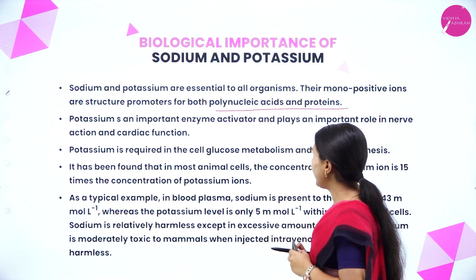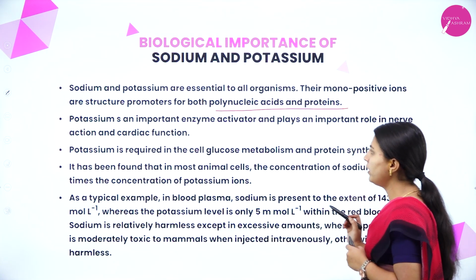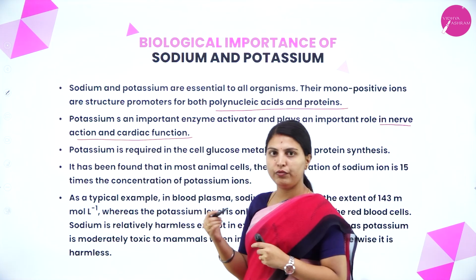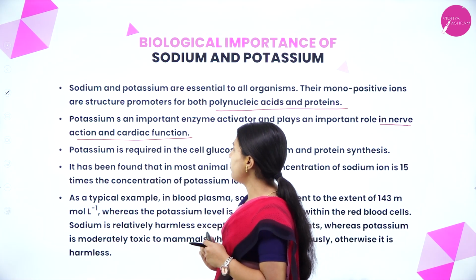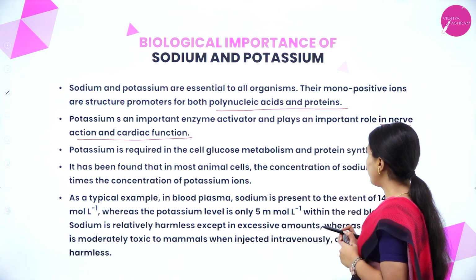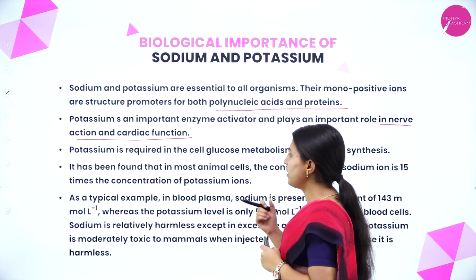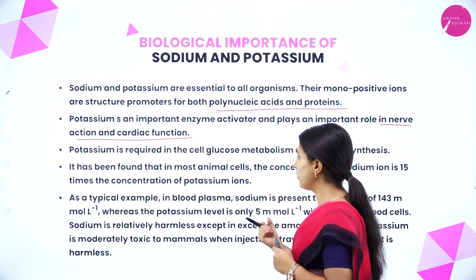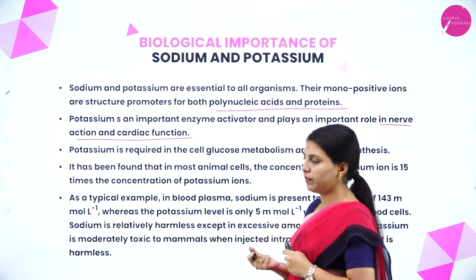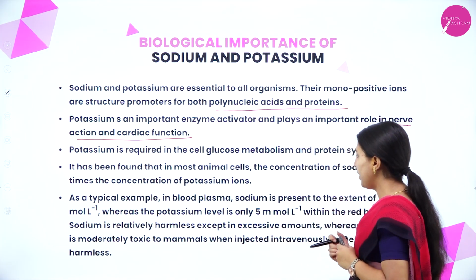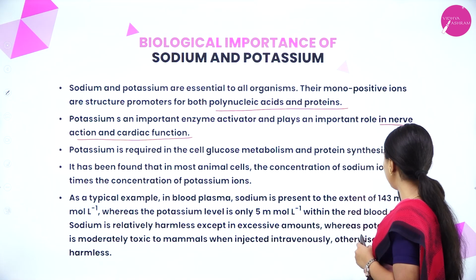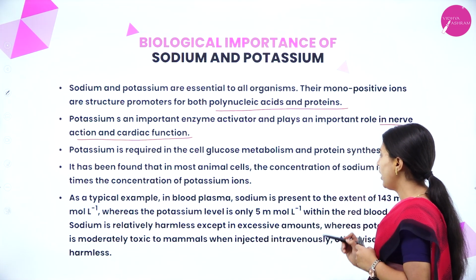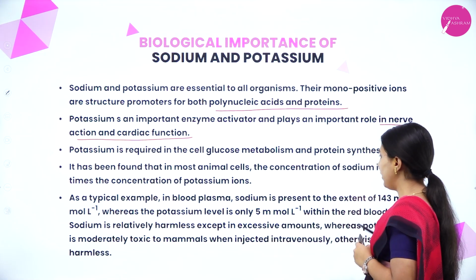Potassium is an important enzyme activator and plays an important role in nerve action and cardiac action. This potassium will give the impulses. Potassium is required in cell glucose metabolism and protein synthesis. It has been found that in most animal cells, the concentration of sodium ion is 75 times the concentration of potassium ions. As a typical example, in blood plasma, sodium is present to the extent of 143 millimole per liter, whereas the potassium level is only 5 millimole per liter within the red blood cells.